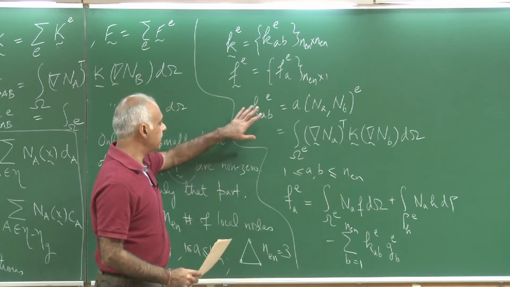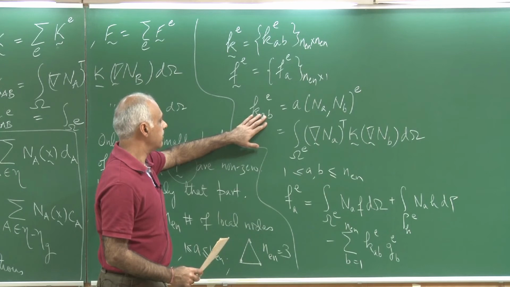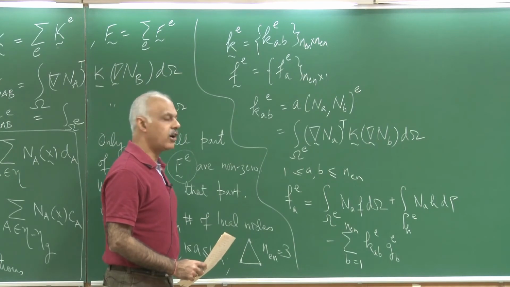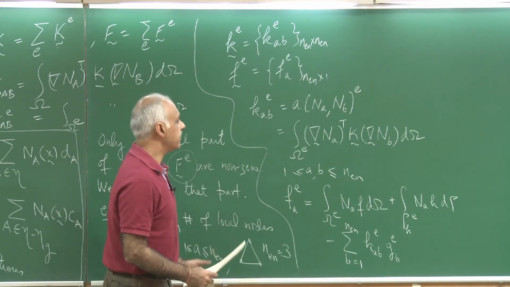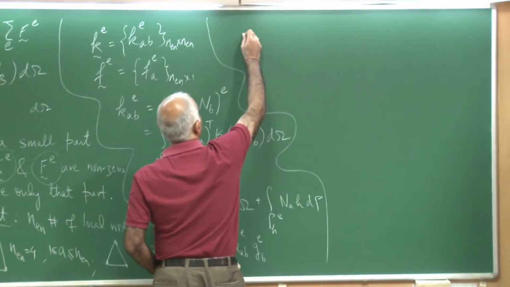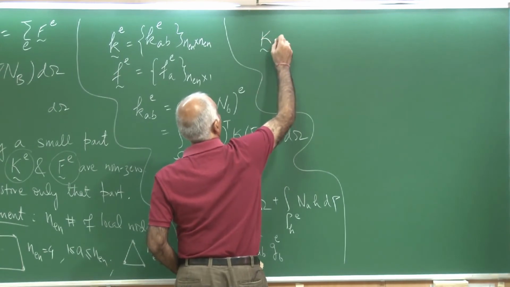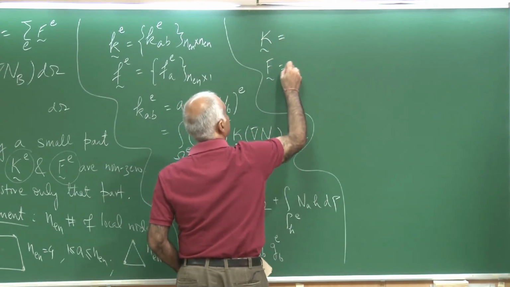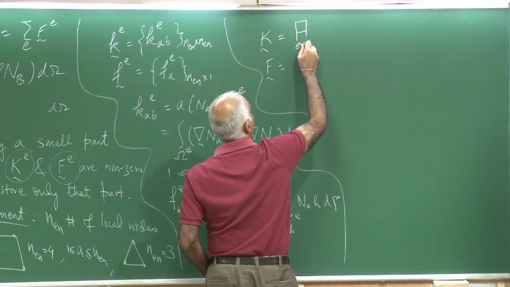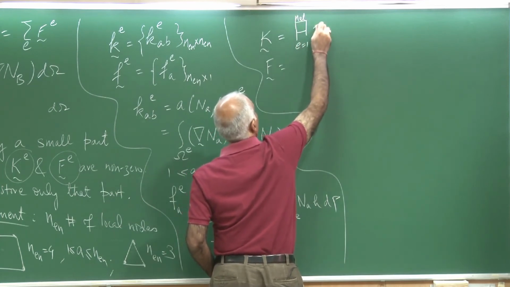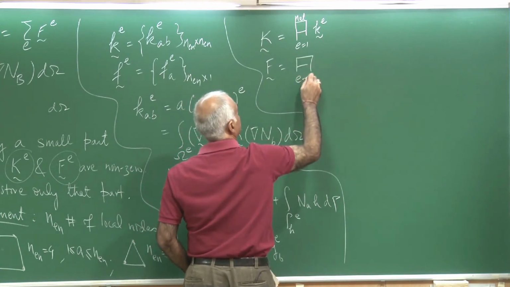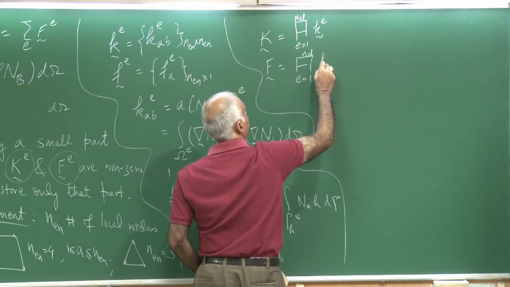Okay, so we have the element level stiffness matrix and the element level force vector, and now we can assemble them. So we came up with the idea of an assembly operator, and the assembly operator works like this. If I want to form the K matrix and the force vector, then this can be written as the assembly of K^e over elements 1 through NEL, and likewise F is the assembly of F^e over 1 through NEL.